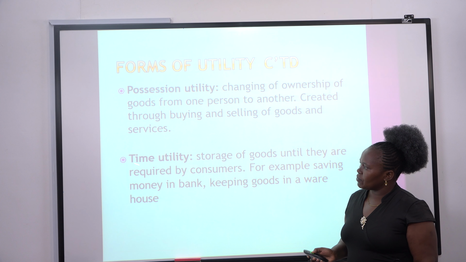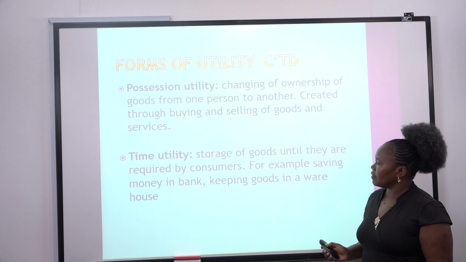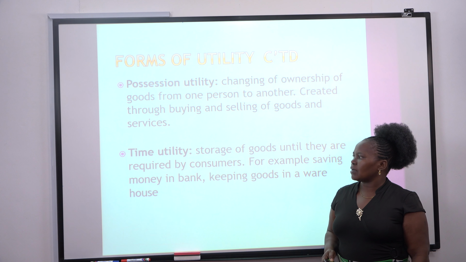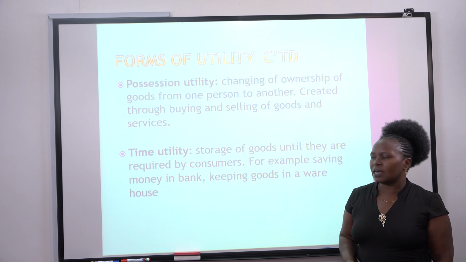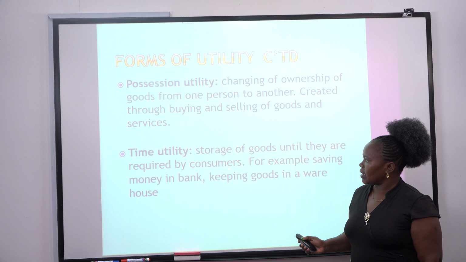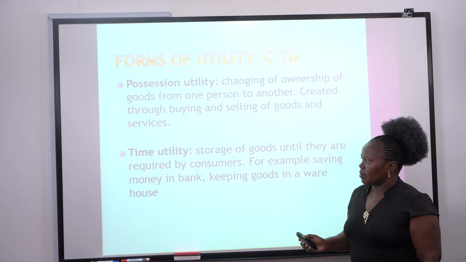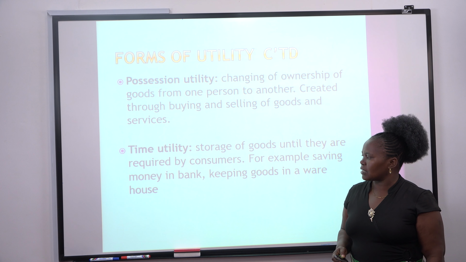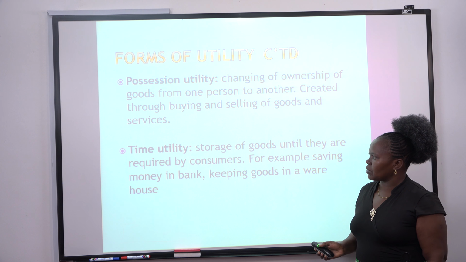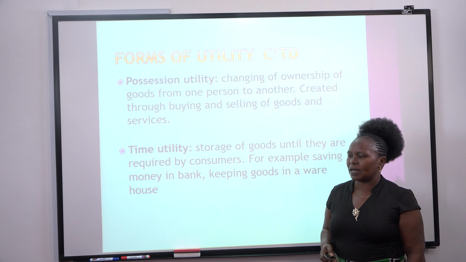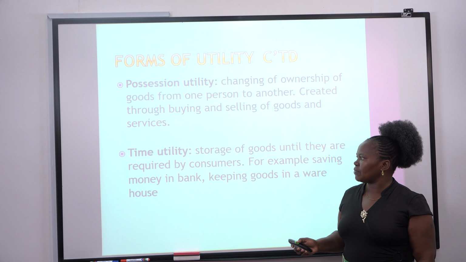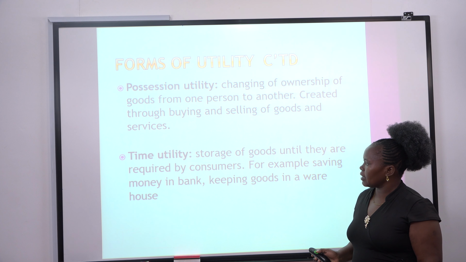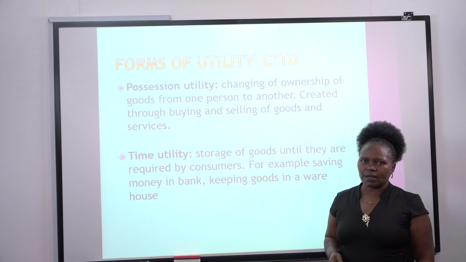The last form of utility is time utility, and this refers to the storage of goods by producers until they are required by consumers. Producers specialize in production of goods, and sometimes they make so many goods which are not required at the present, and therefore they store them in warehouses until the customers require them.